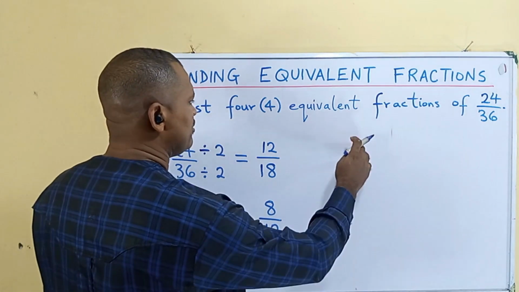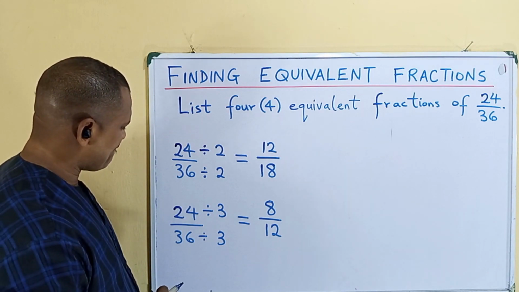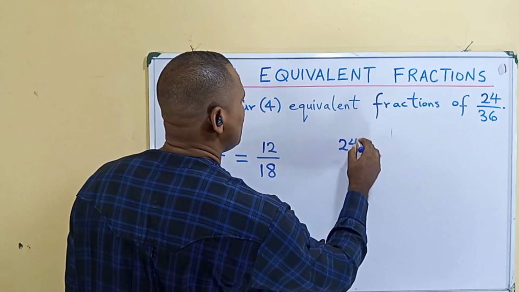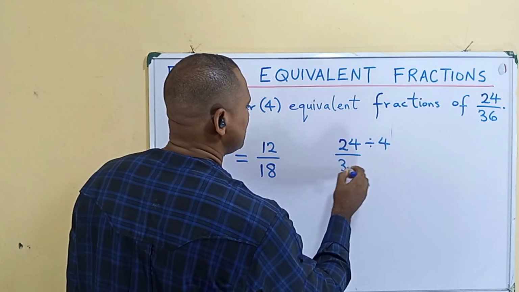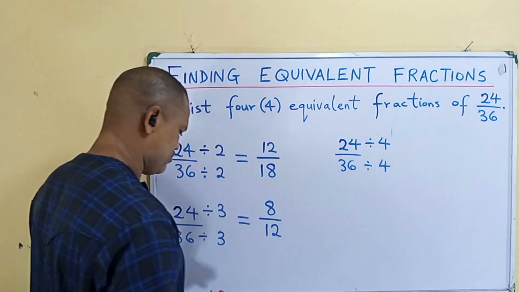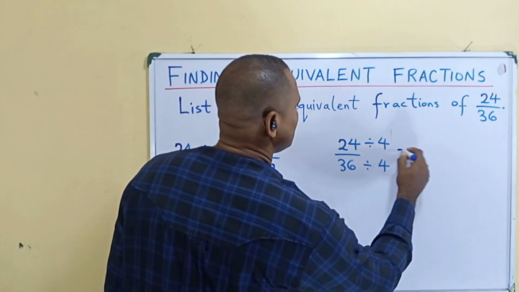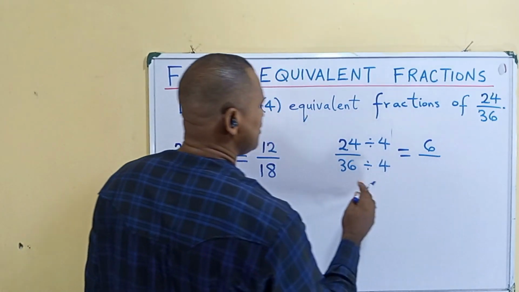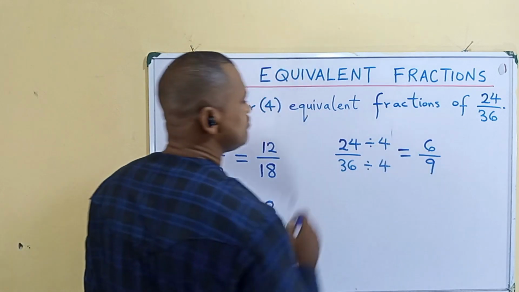Let's do another one. Let's choose 4. Can 4 go? Yeah. So 24 divided by 4, 36 divided by 4. This will give you 6. This will give us 9. Good.